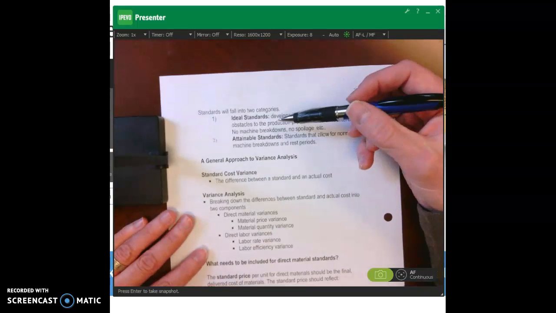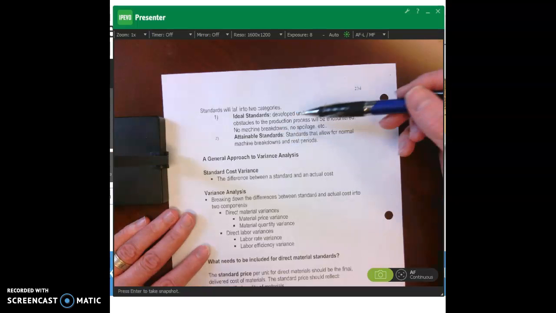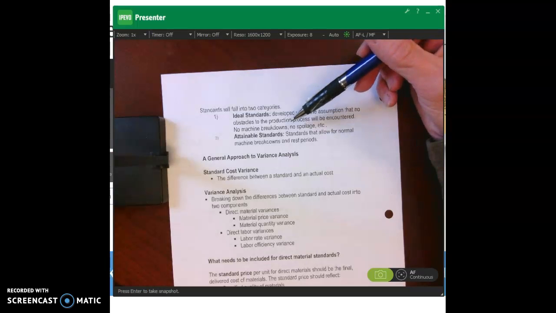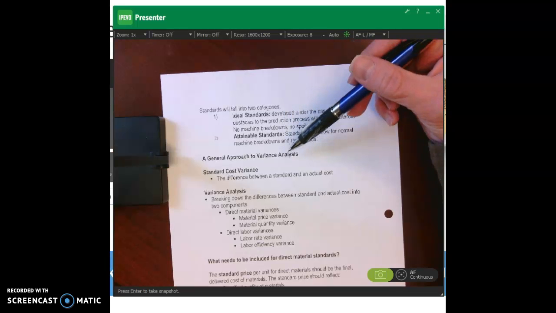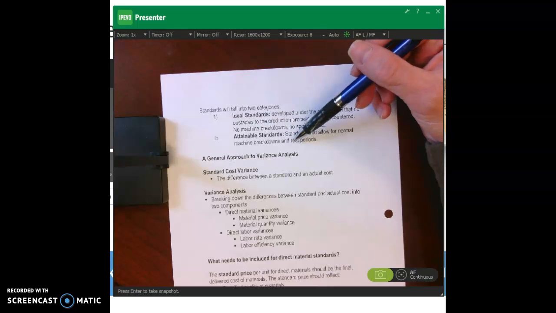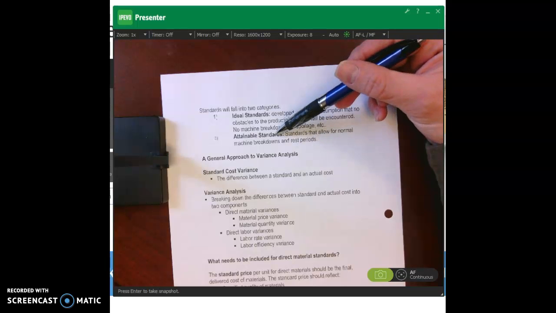Standards fall into two different categories. We have ideal standards, and then we have attainable standards. Ideal standards would be developed under the assumption that there's no problems. Okay? No one takes a smoke break. Nobody messes up. Those would be ideal standards. Attainable standards, on the other hand, allow for normal breakdowns and also for people to take breaks, take a smoke break, take a rest, any other kind of breaks. That would be more attainable standards.